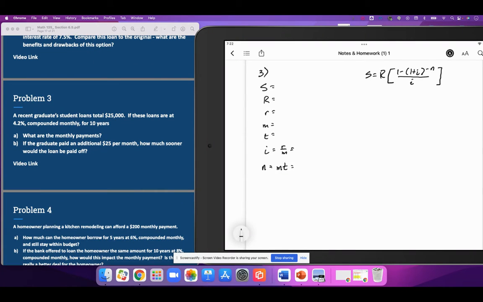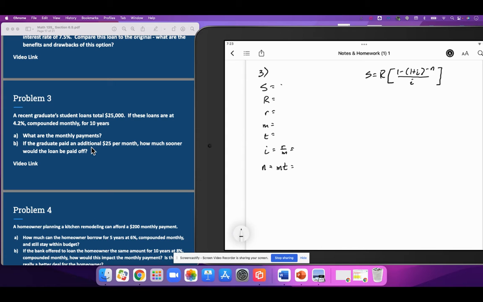And so we've got number 3: recent graduate students' loans total $25,000. If these loans are at 4.2% compounded monthly for 10 years, what is the monthly payment? And if the graduate paid an additional $25 per month, how much sooner would the loan be paid off? And I'm going to add to this, how much interest would that save the student? So with that, we're going to go ahead and get started.